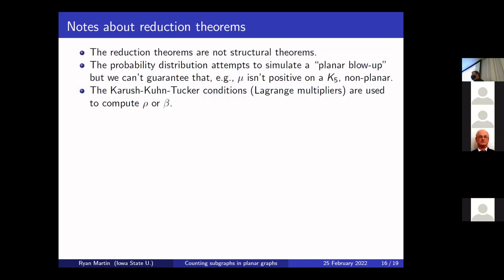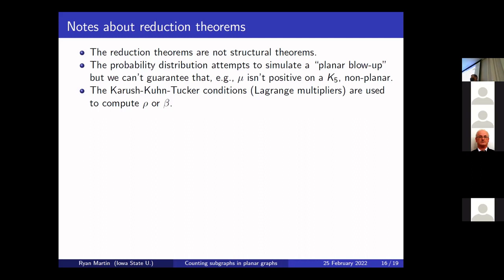Okay, so just a couple of notes about this thing. The reduction theorems are not structural theorems, and that means that the probability distribution attempts to simulate a planar blowup, but we can't guarantee that the maximum mu that we get is not, say, a blowup of a K5. So all we're doing comes from the very first paper. We take this question and then we create an optimization for it that has nothing to do with the graphs underneath it. So it's entirely possible that the mu has 5 choose 2 positive values on a K5. We can't guarantee that doesn't happen.